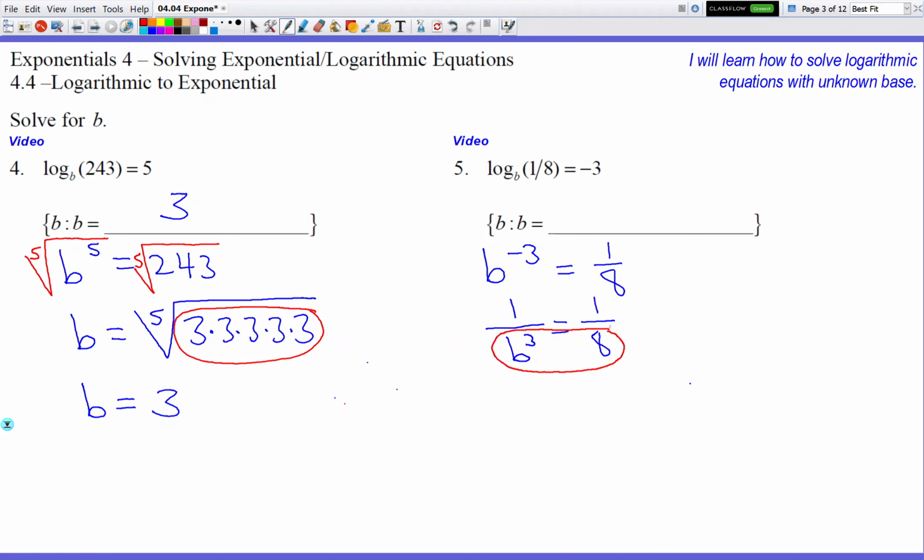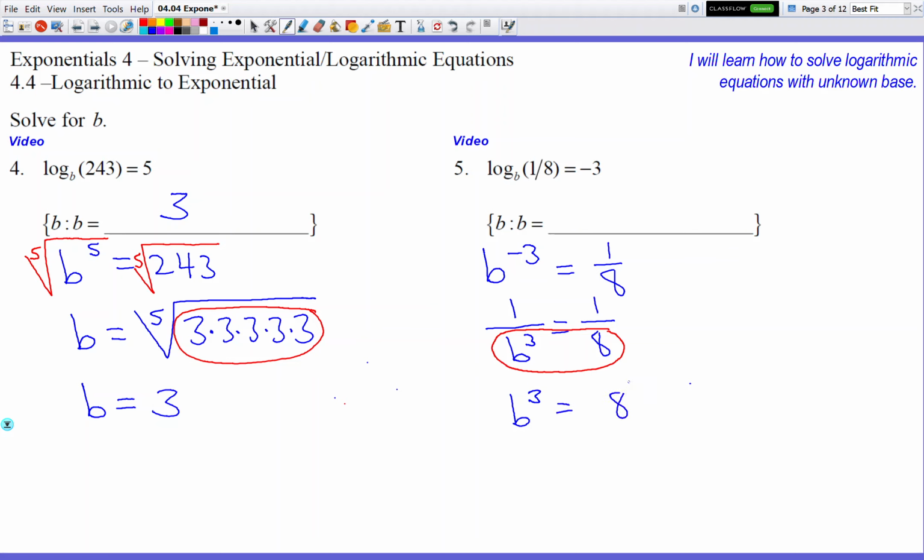Okay, so I'm going to ignore the fraction for now because, like I said, they both have the exact same appearance. They're both fractions. They both have a 1 on the top. The only difference is the left side has b to the 3rd, the right side has 8. So I'm just going to ignore the 1s on the top, and I'm just going to focus on b to the 3rd equals 8.